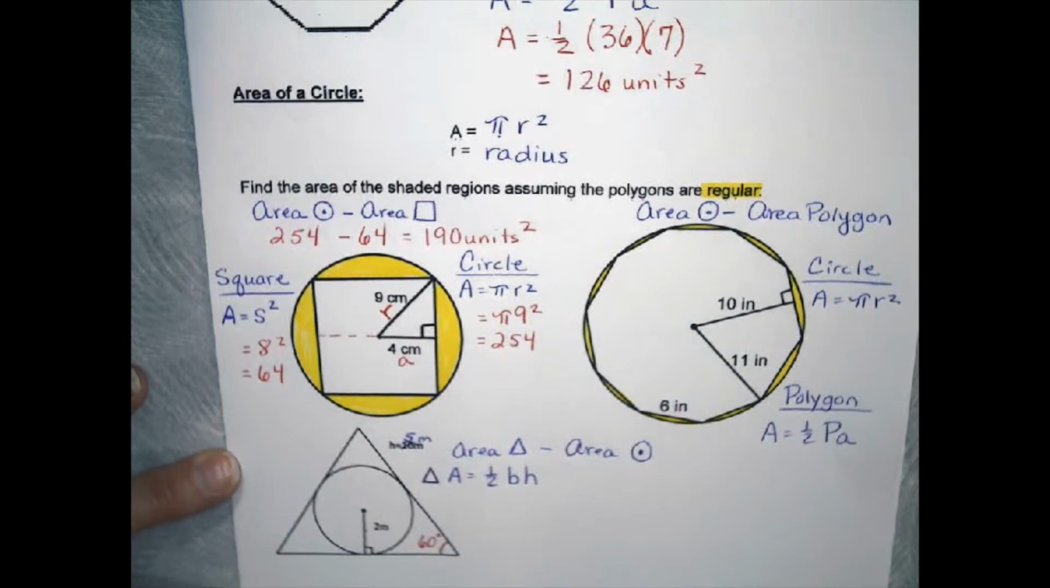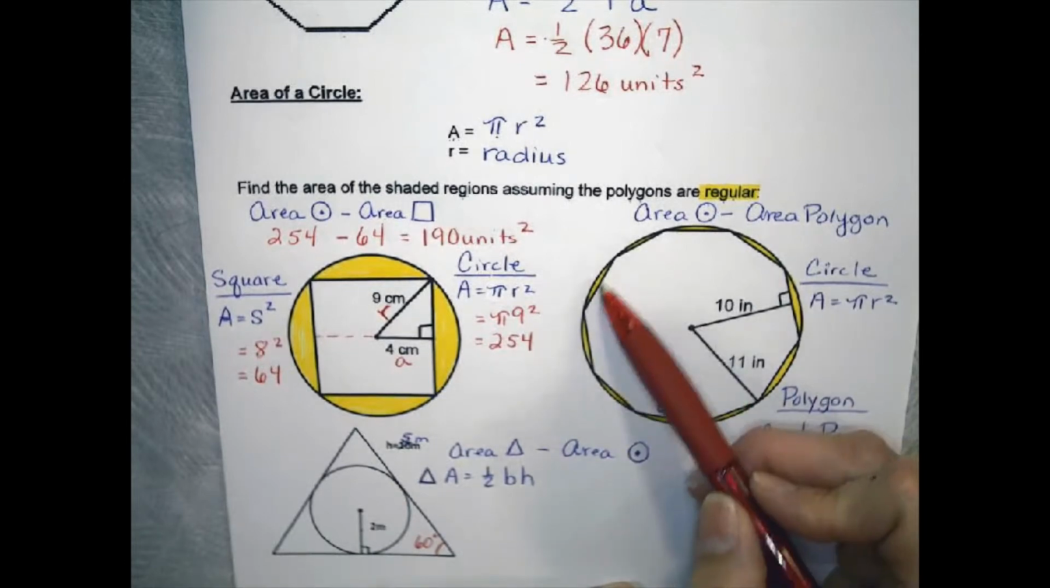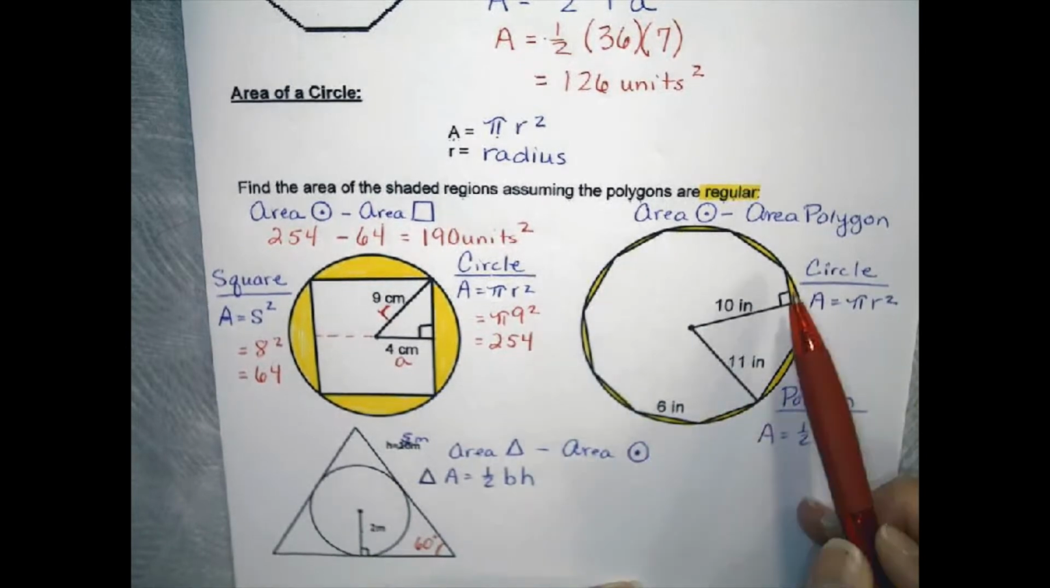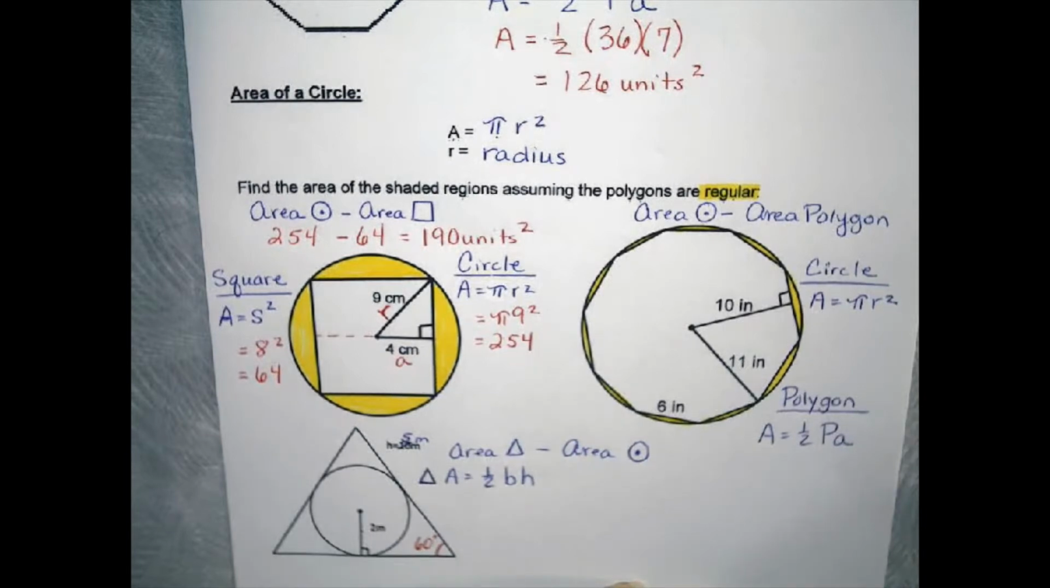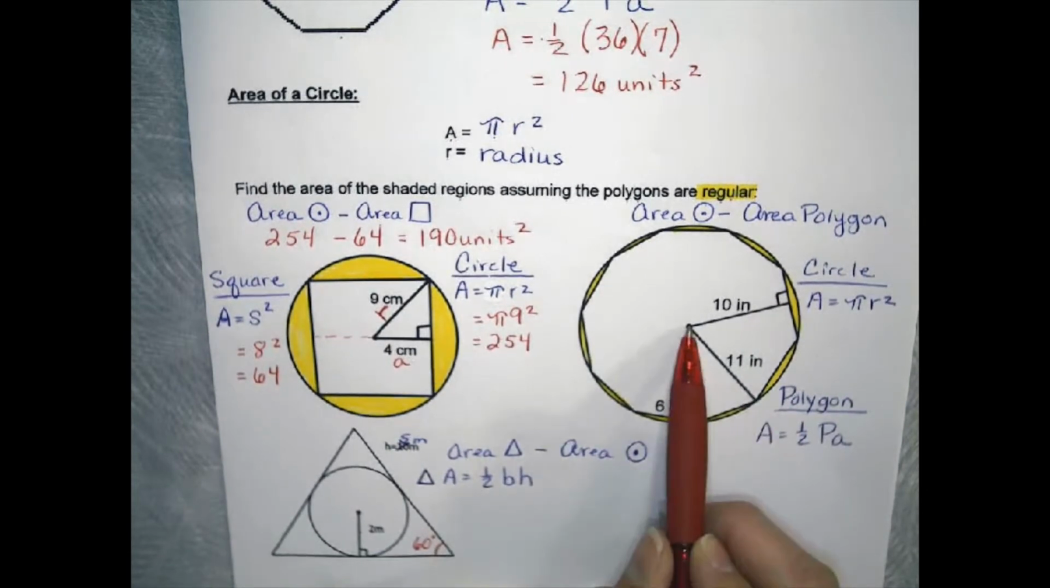In my next example, I am finding the area that is present in between a circle and a polygon that is inscribed inside the circle. In this particular case, I have a radius of 11. Notice that this segment goes all the way to the edge of the circle, so that's my radius.